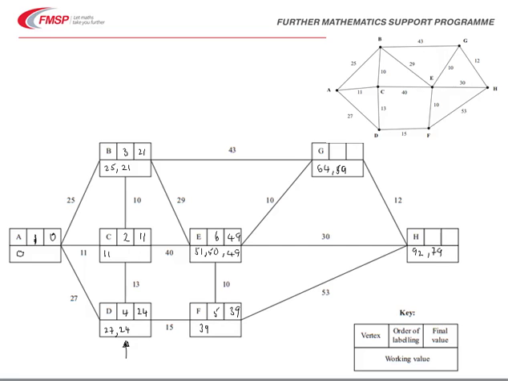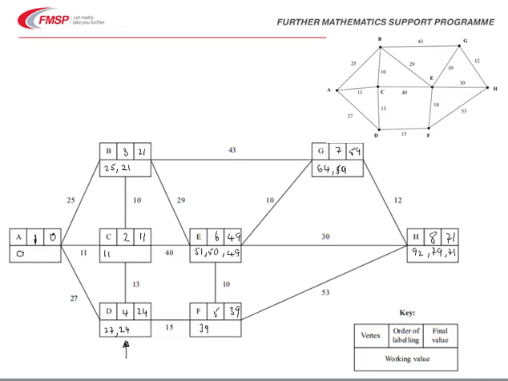So the smallest of these is now G, which becomes the 7th point with a value of 59. And finally then, from that point, working forward, 59 plus 12 is 71. And that becomes the last point, the final point, 8, to be given its label of 71. Right, now we need to work out our shortest route.